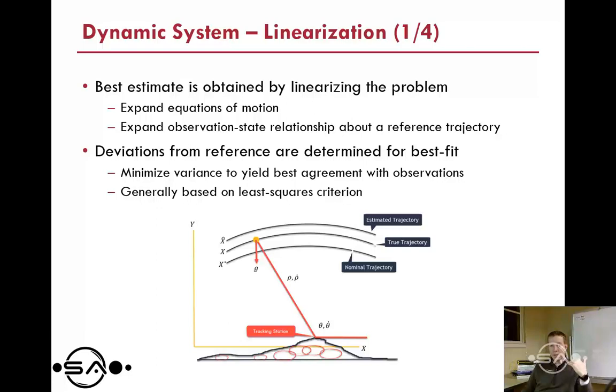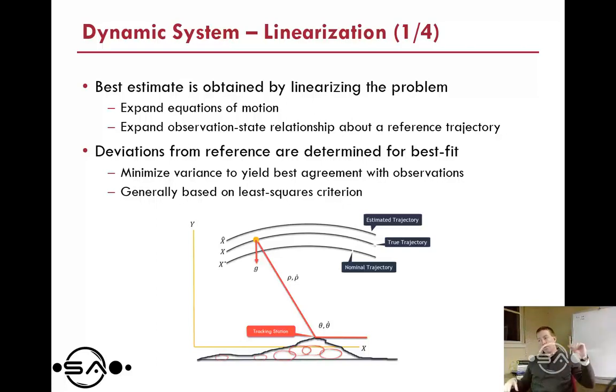So typically, because remember our observations are nonlinear, we can actually get a best estimate by linearizing the problem. That basically means that we're going to expand the equations of motion and use the Taylor series to try and get that best fit. That's leading up to where we start looking at deviations from a reference trajectory.